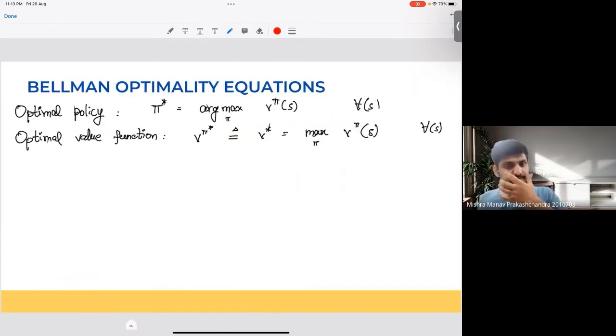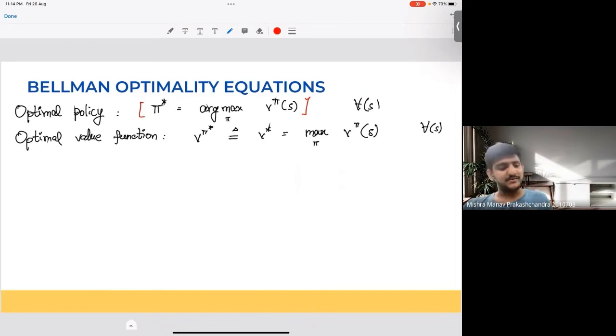Next is the Bellman optimality equation. If I have the V pi for each state, I can generate the optimal policy in the following manner. My optimal policy is nothing but the argmax of all the V pi for each given state, and I do this for all states. This is a pointwise accumulation of the value functions. I'm taking the argmax of all the possible value functions for each given state, and that gives me my optimal policy.